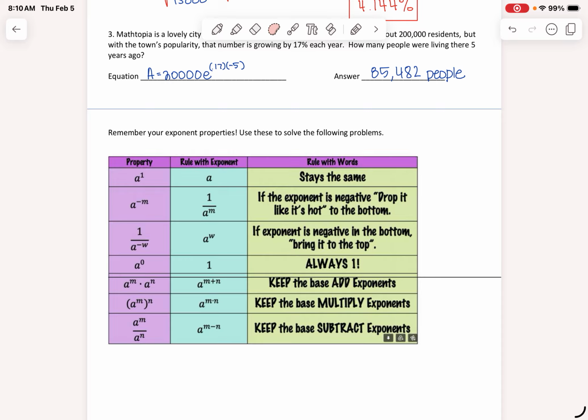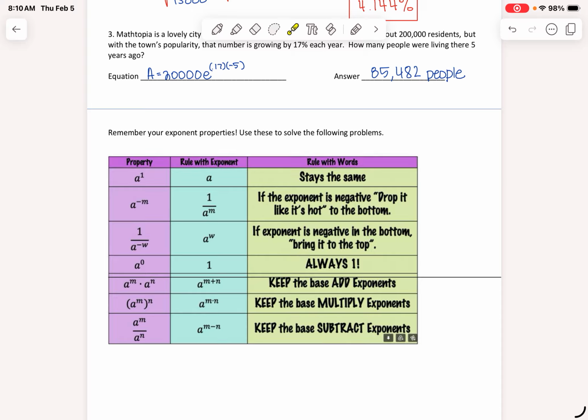So here they are. a to the first power is the same thing as a. Okay, that's an easy one. If you have a negative exponent, we cannot leave negative exponents in our answers. So if the exponent's negative, drop it like it's hot, meaning bring the base and the exponent to the denominator, put 1 over it, and then make the exponent positive. So a to the negative m is the same thing as 1 over a to the m.